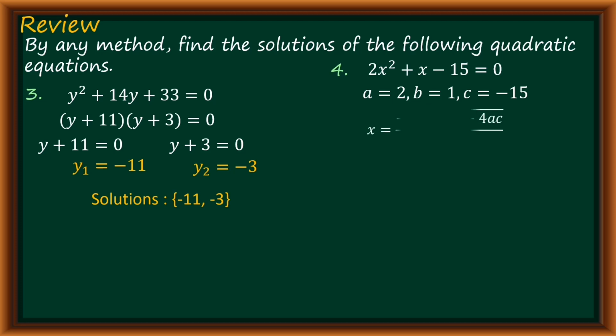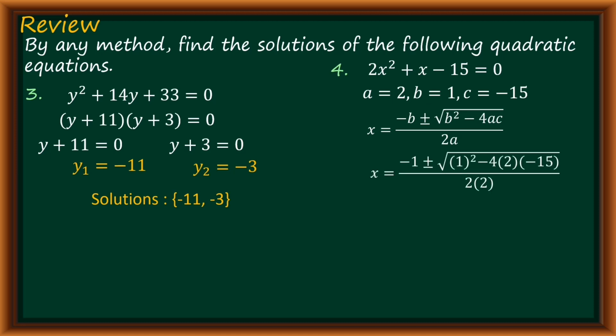Then let us use the quadratic formula. x is equal to negative b plus and minus the square root of b squared minus 4ac all over 2a. Then let us substitute all those values, that is x equal to negative 1 plus and minus the square root of 1 squared minus 4 times 2 times negative 15 all over 2 times 2. Then let us evaluate the values.